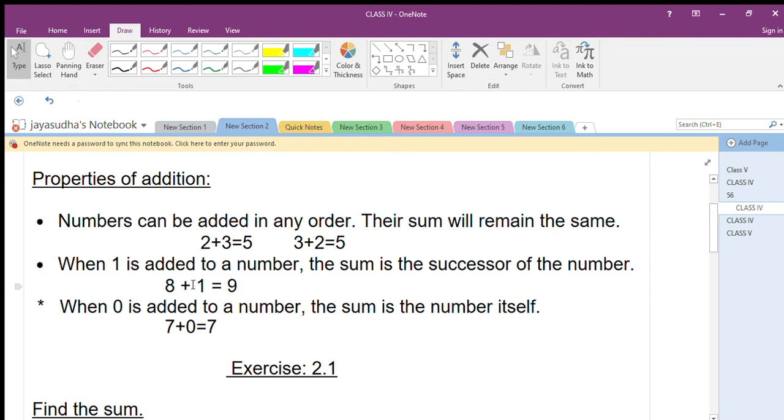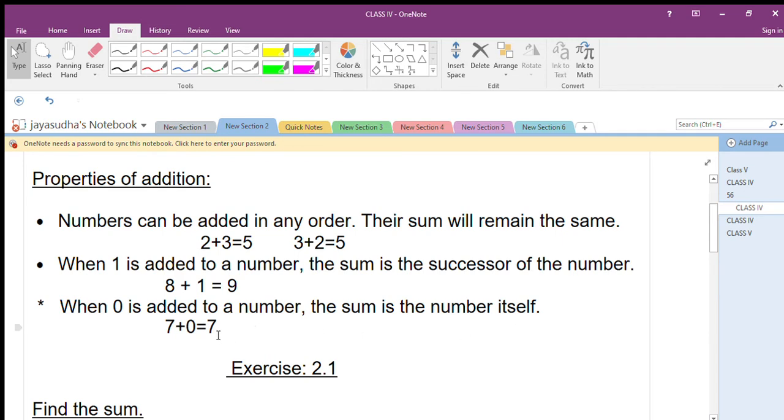Listen, when 1 is added to any number, you get the next number or after number. That is the successor. Are you okay, children? So 8 plus 1 equal to 9. Tell me the answer. 7 plus 1? 8. Okay, good. 22 plus 1? 23. So any number plus 1, you get the successor of the number. This is another property.